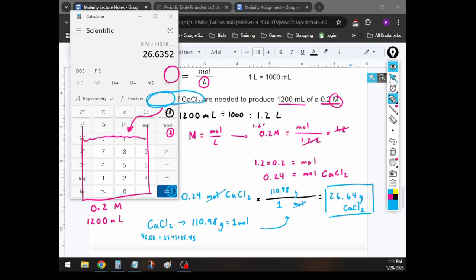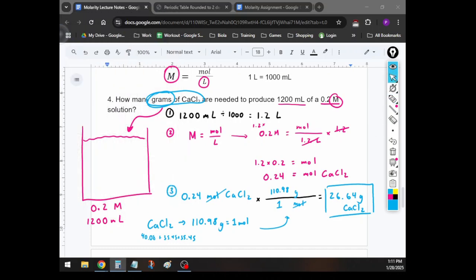We don't have to find out anything else, because the question's asking how many grams do you need? So in order to make this solution right here, you need to add 26.64 grams of CaCl2. Okay, and that's how you solve that out. It's not hard, it's just a lot of steps.